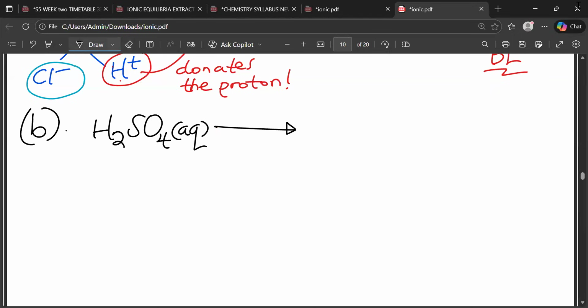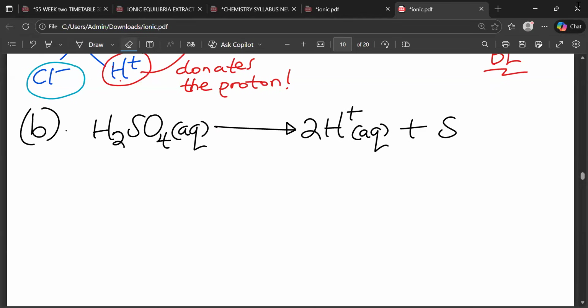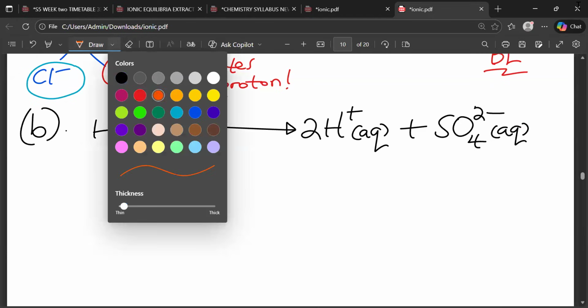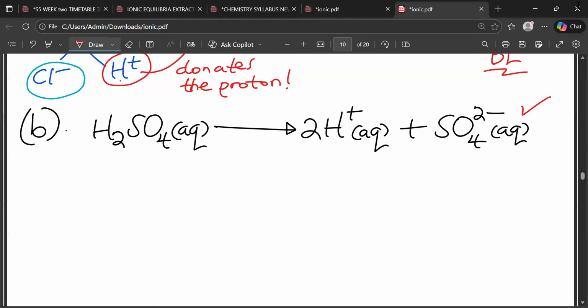Because of the H2, it gives us 2 hydrogen ions, 2 of them, and then the sulfate ions. Hope you people know that equation. That is alternative 1, and we have that full arrow. So it's correct.